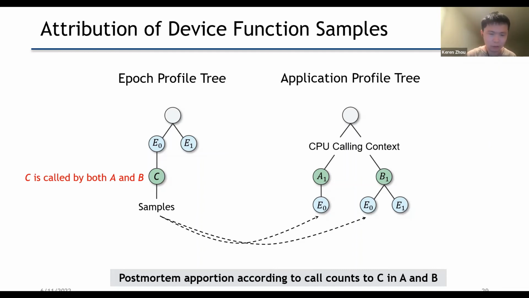First, we analyze the number of samples and the call count of device function C. We found that there are 6 samples in device function C, and A calls C 1 time, B calls C 2 times in epoch E0. In this case, we apportion samples and assign 2 samples to function A and assign 4 samples to function B based on their call counts.